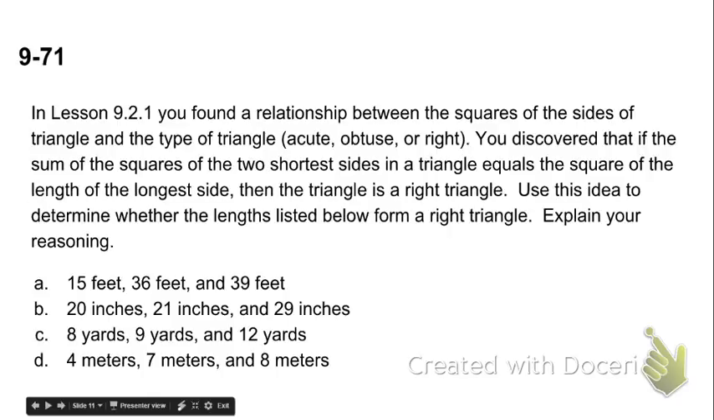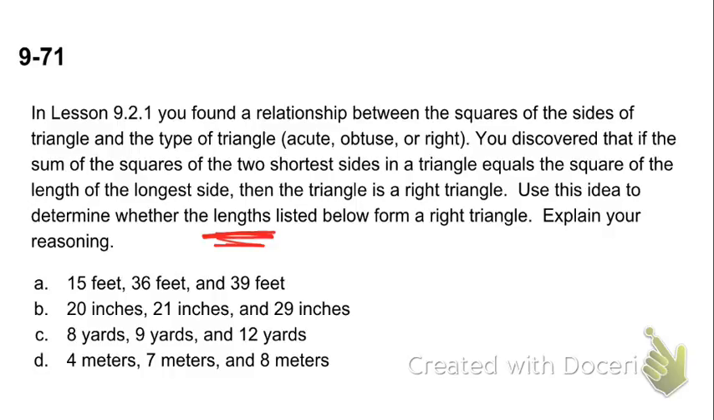In lesson 9.2.1, you found a relationship between the squares of the sides of a triangle and the type of triangle: acute, obtuse, right. You discovered that if the sum of the squares of the two shortest sides in the triangle equals the square of the longest side, then the triangle was a right triangle. Use this idea to determine whether the lengths listed below form a right triangle. So we need to identify if these form a right triangle, and please notice that we are talking about lengths. These are not the areas, these are the lengths of these.